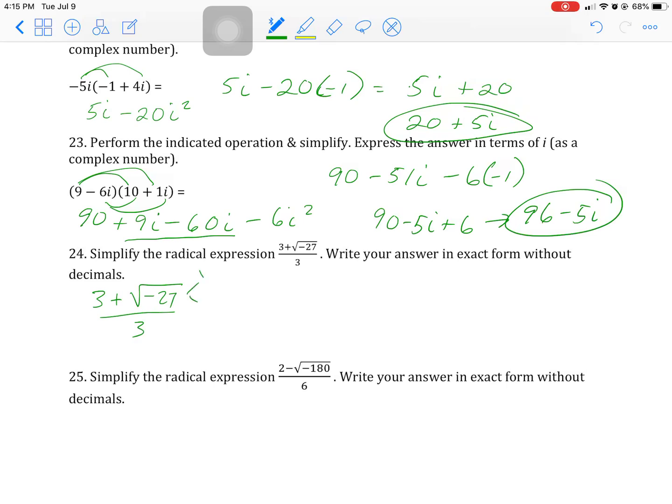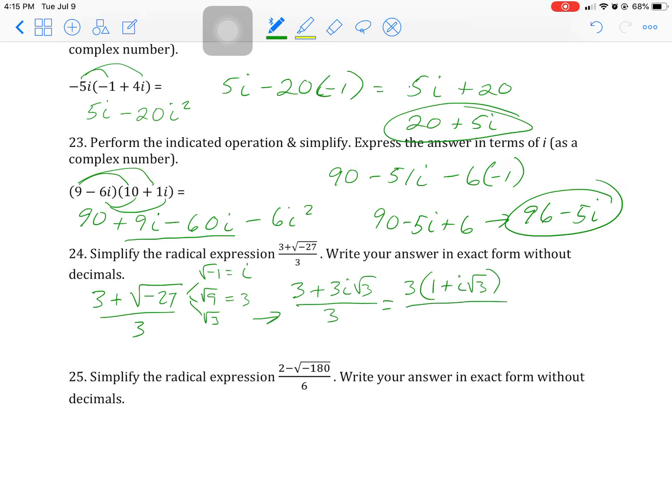So this is going to be -1, square root of 9, square root of 3. So this is going to be an i, a 3, and the square root of 3. So this whole thing is going to be now 3 plus 3i square root of 3, over 3. Lots of 3's. The GCF, greatest common factor of the numerator, is a 3. Take that out. You're still going to have a 1 here, an i here, and a 3 here.